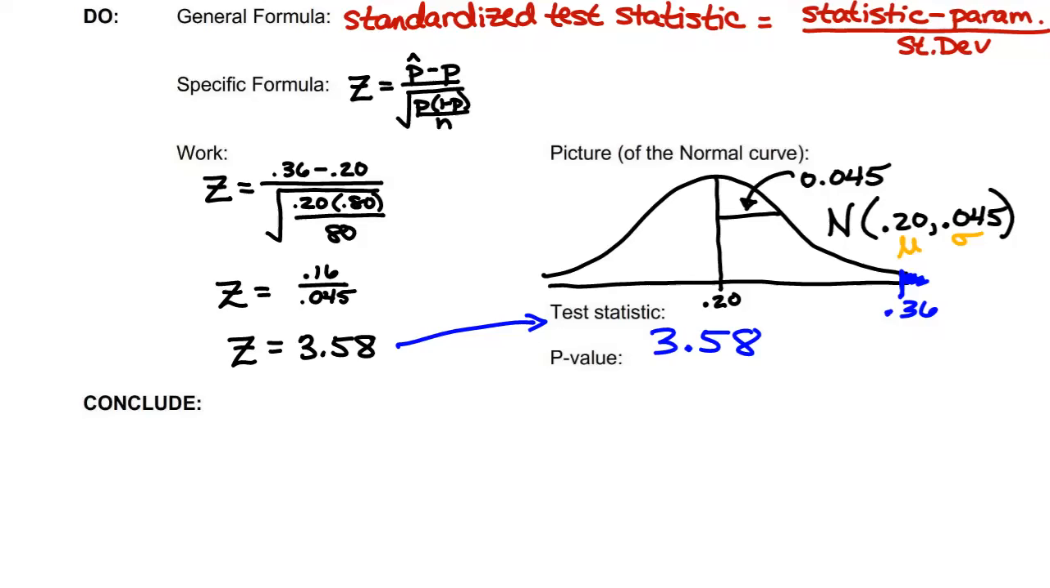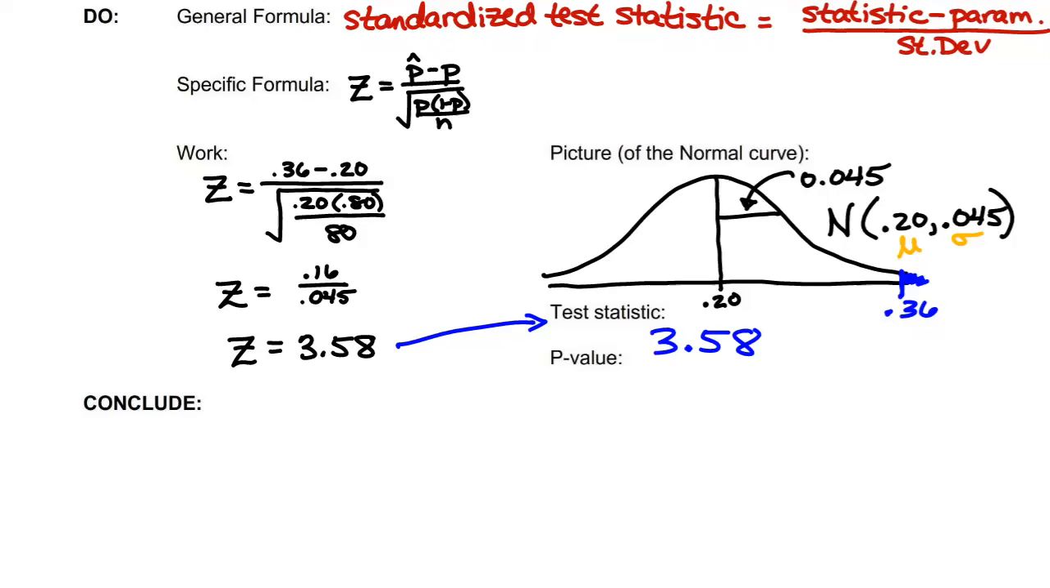Does anybody have a p-value for me? Really, really small? Yes or no? What do you guys think? Yes, it's small. Yes, it's supposed to be very small. Why should it be so small? Because we're way above the mean. We are way, way above the mean.